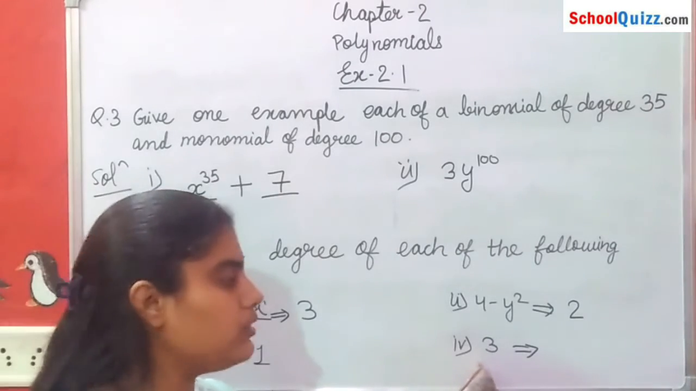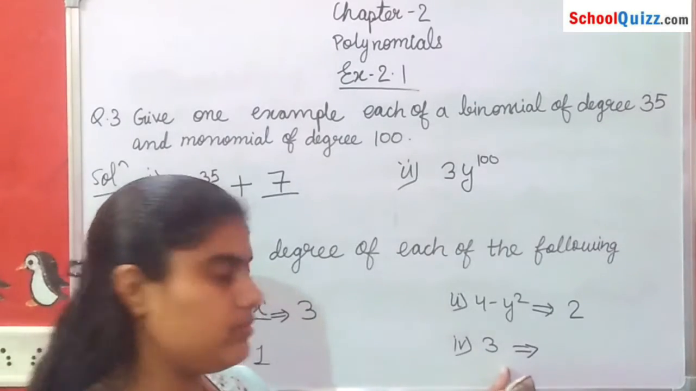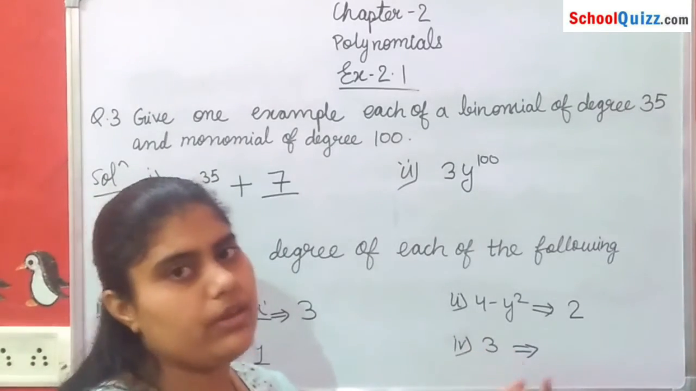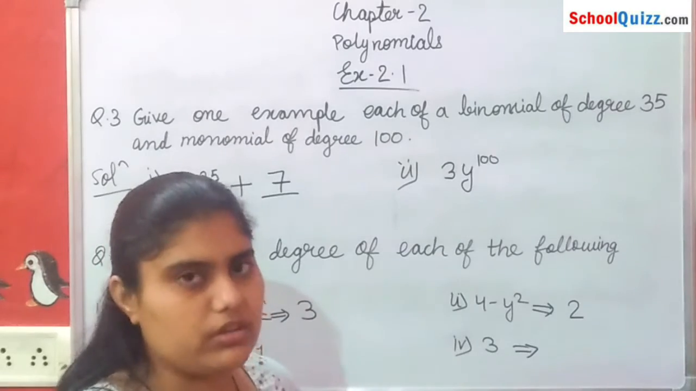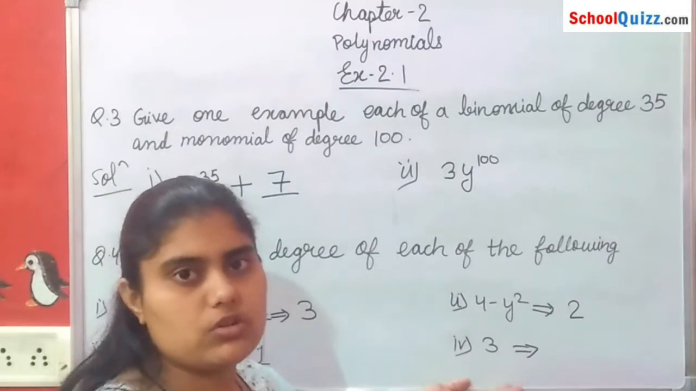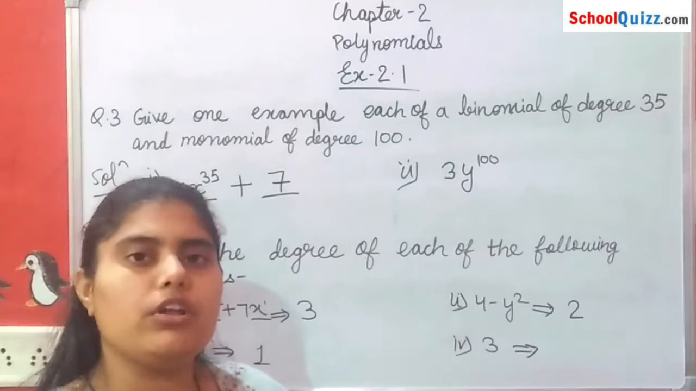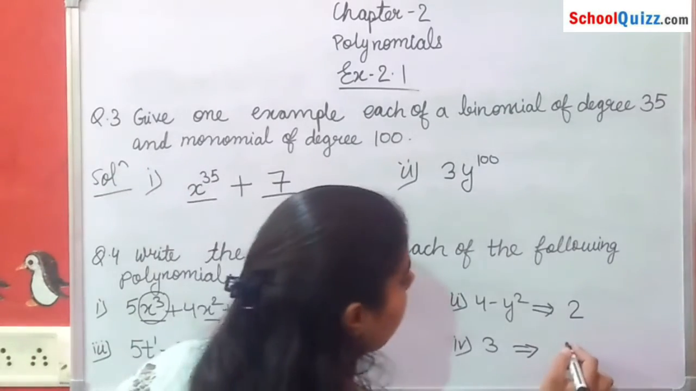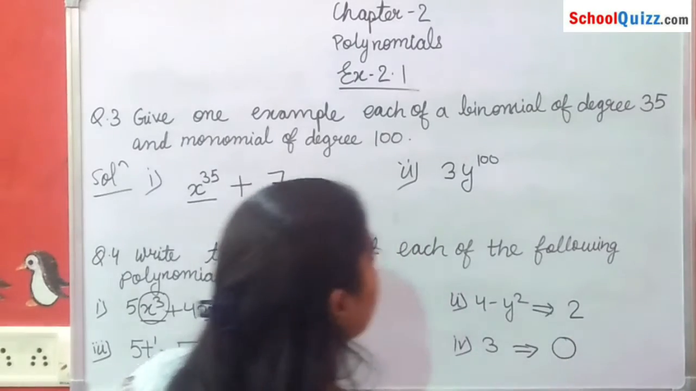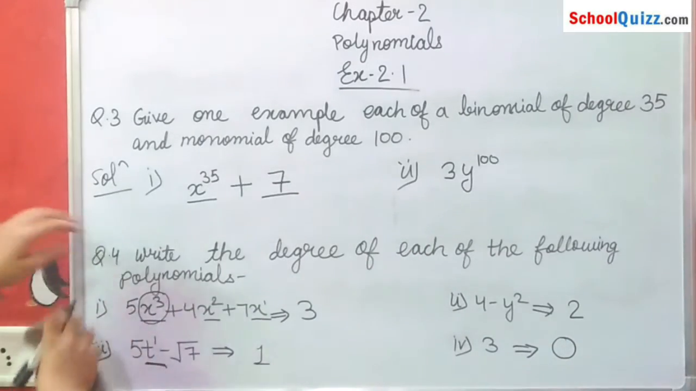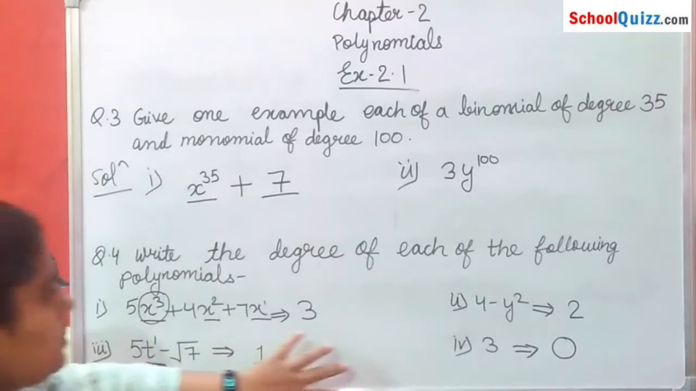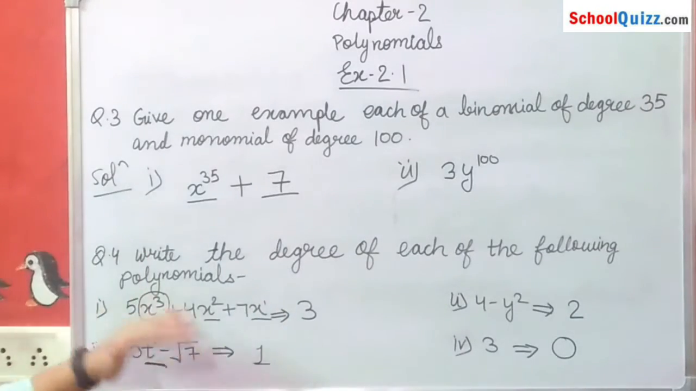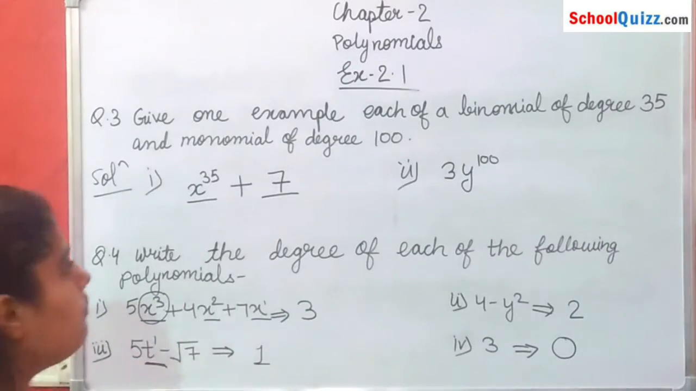Now it comes to the fourth question. Only 3 is there. That means there is no variable added. Now if there is no variable, which polynomial is this? This is the zero polynomial and constant polynomial. In a zero polynomial, what will be the power of the variable? Always zero. So here the degree will be zero. So these are the questions where we have to find the degrees. We'll find them like this: we'll see the highest power of the variable.